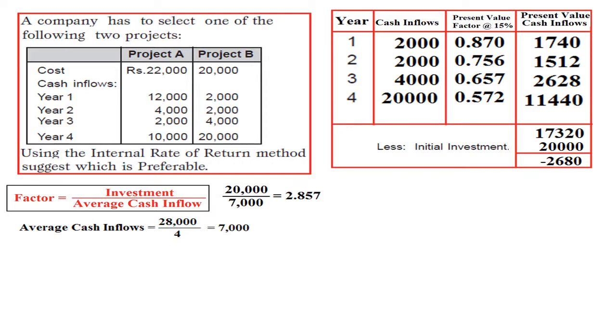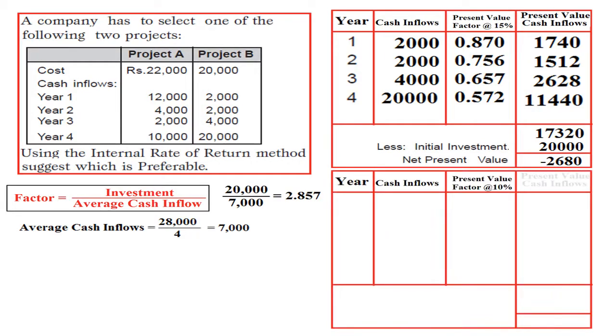So what is happening at 15%? I am getting a negative NPV. I need to get a positive NPV. So what did I say in the earlier slide? That we need to reduce the percentage to get a positive NPV. To get a negative NPV, we need to increase the percentage. So again, one more NPV I will calculate by taking 10% as our present value factor. So at 15% we got a negative NPV. Now I will take 10% for calculation of the positive NPV.